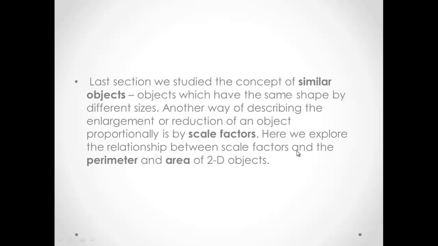It says, last section we studied the concept of similar objects, objects who have the same shape but different sizes. Another way of describing the enlargement or reduction of an object proportionally is by scale factors, and that's what we worked on in 8.3, scale factors. Here we explore the relationship between scale factors and the perimeter of an object, as well as the area of 2D objects. Eventually we will get to volume, which would be a 3D object, but that will be 8.5.